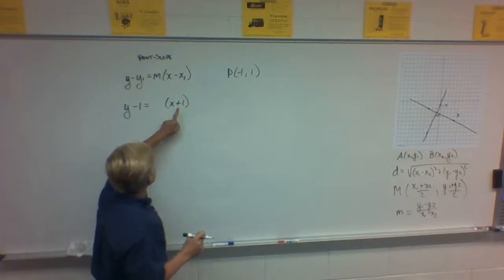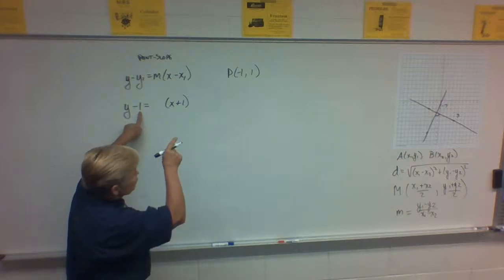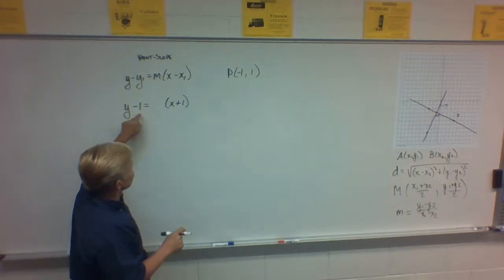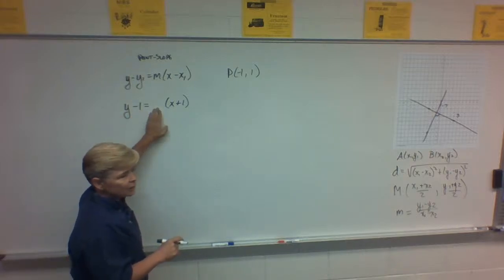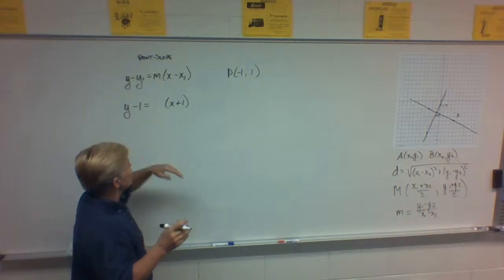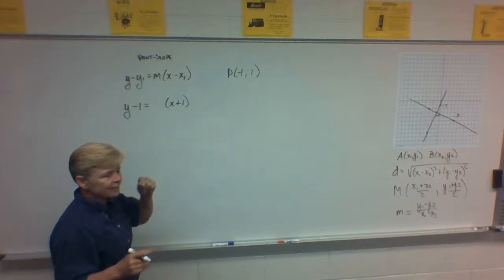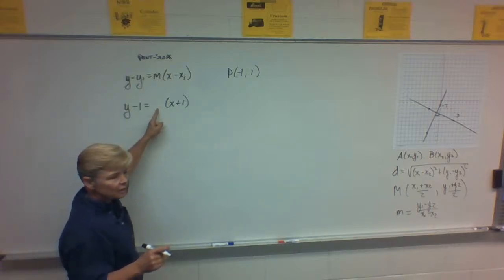Yeah? The y value has to go here. It was positive 1, so I'm going to go y minus 1. And I left a gap for the slope because I don't know what that is yet. But if they just hand you the point, you can write that much of a line just like that. That's the only piece that's missing.